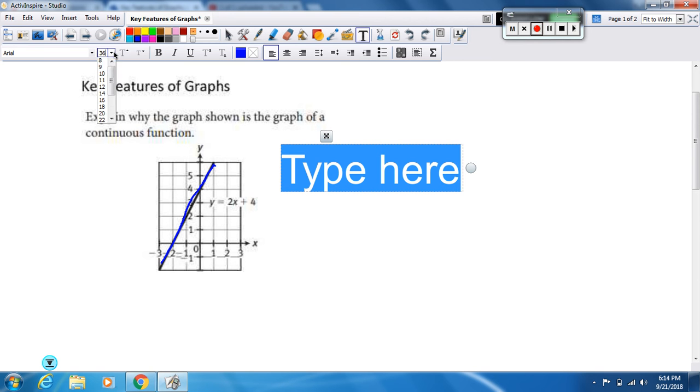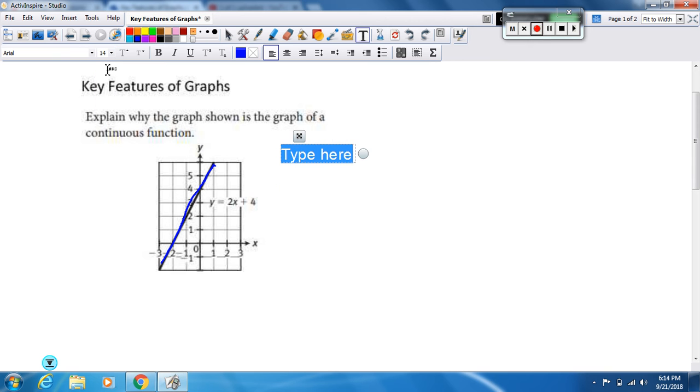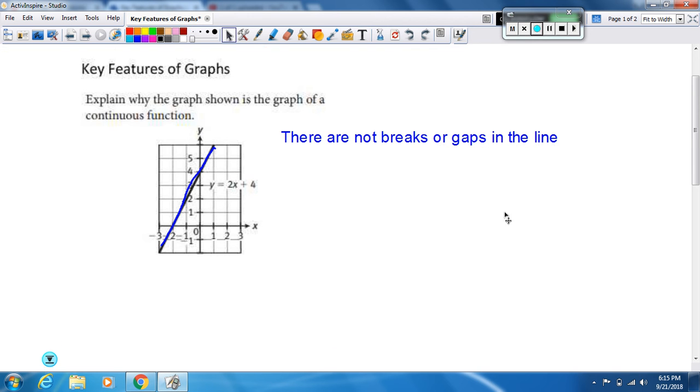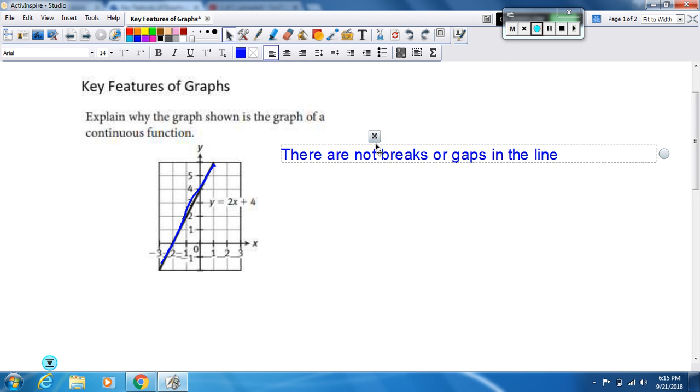Let me make this a little bit smaller. There are no breaks or gaps in the line. That's why it's continuous, because there are no breaks or gaps in the line.